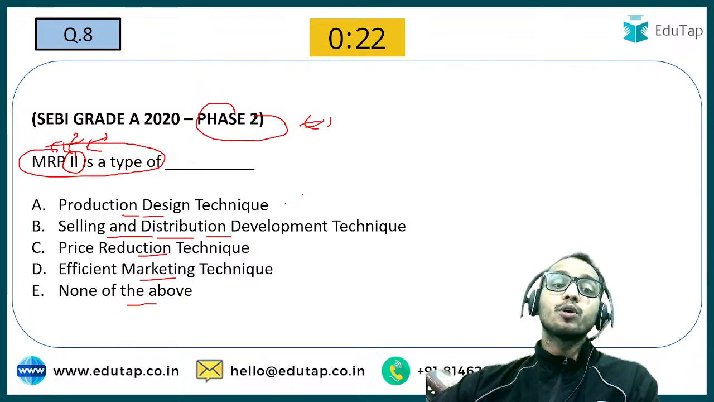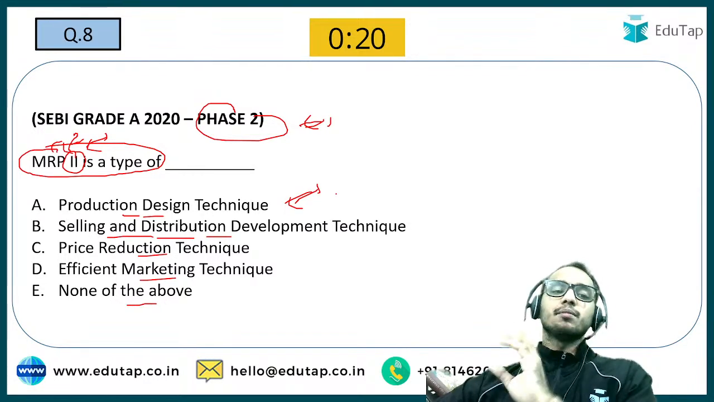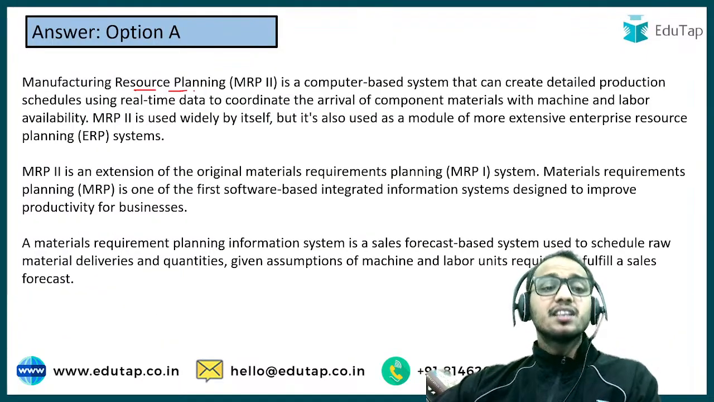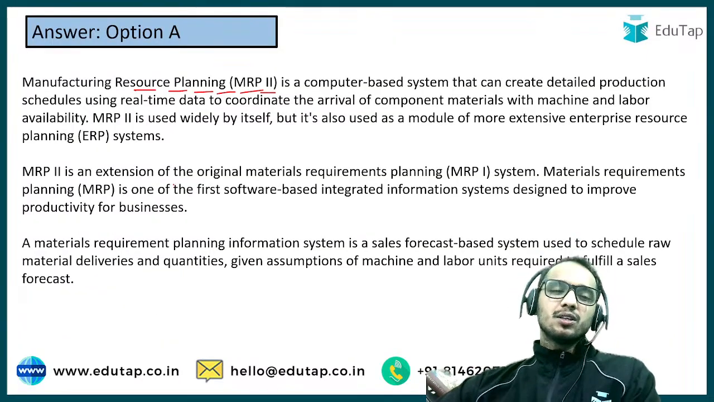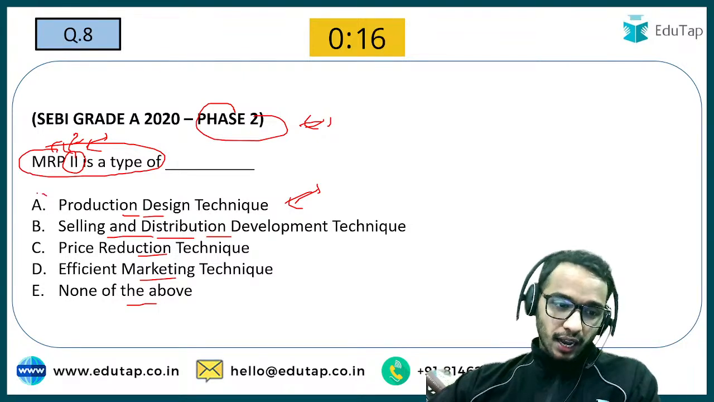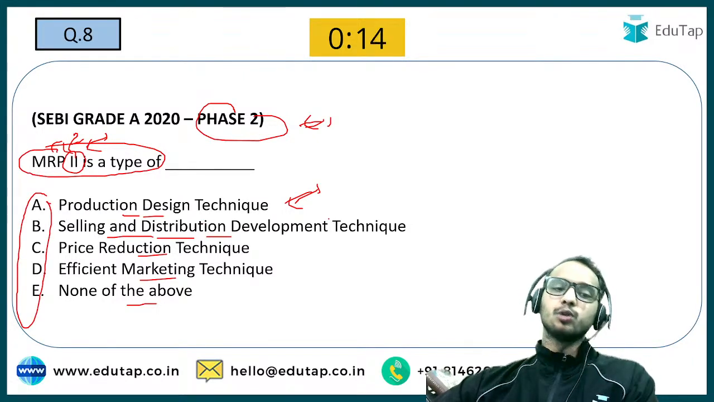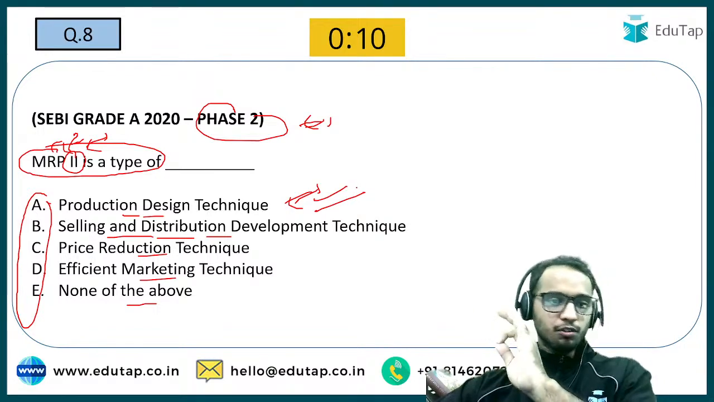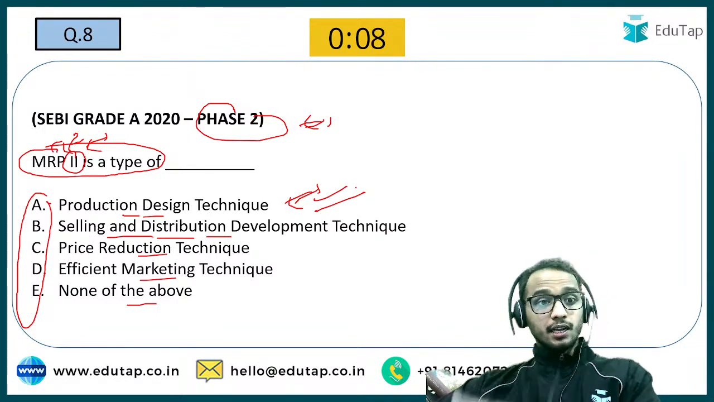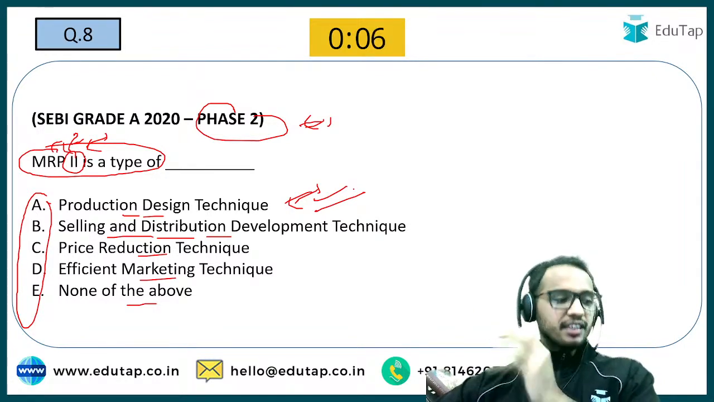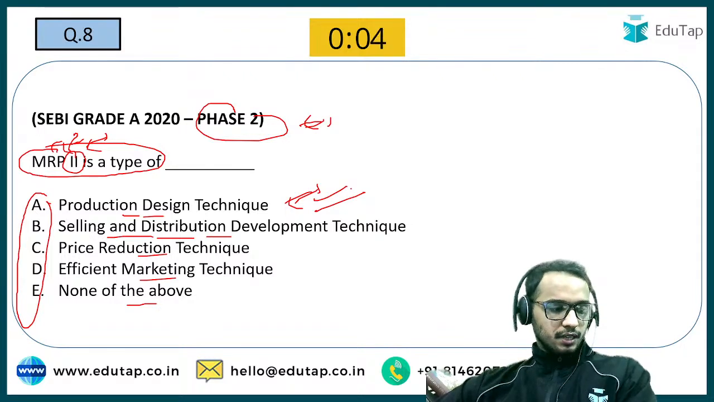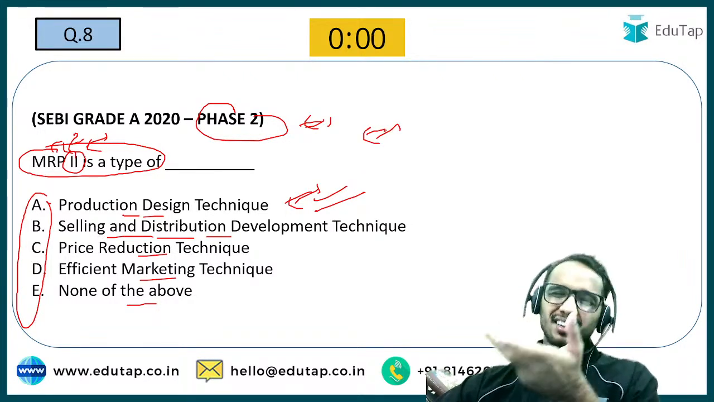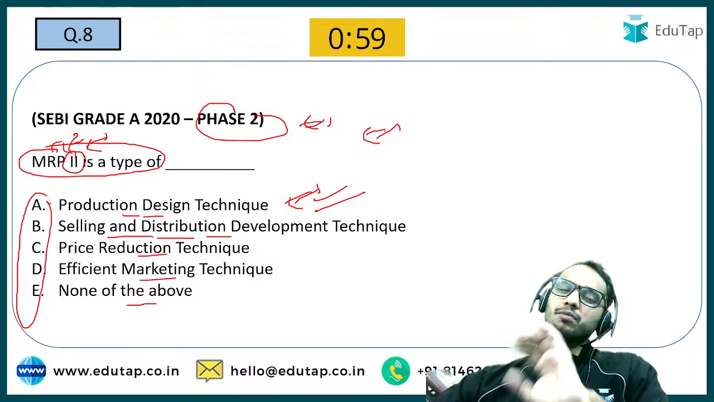The answer would be production design technique, because I have told you the full form: manufacturing resource planning. So it is related to manufacturing. As you can see, no other option is related to production or manufacturing except for one. So the most appropriate answer would be production design technique, and I can see Divya is correct here, but Bharat is incorrect. Don't worry about that. Even if you didn't get this question, nothing to worry, because it was an out of the box question.